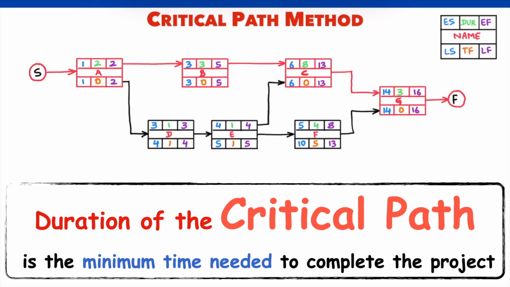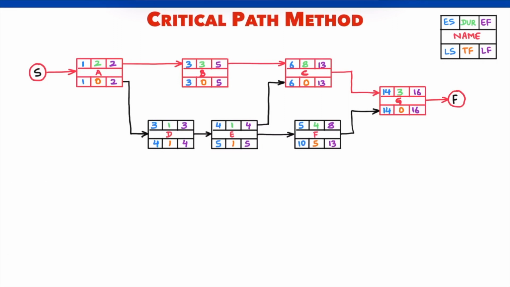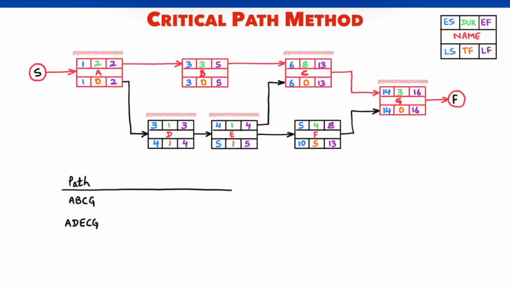Let me explain this further. Between start and finish points, we have three different paths: A, B, C, G; A, D, E, C, G; and A, D, E, F, G. Total duration of critical path A, B, C, G is 2 plus 3 plus 8 plus 3. That is 16 days.